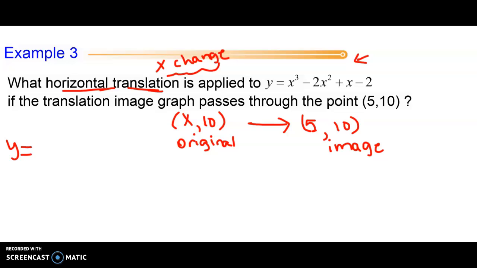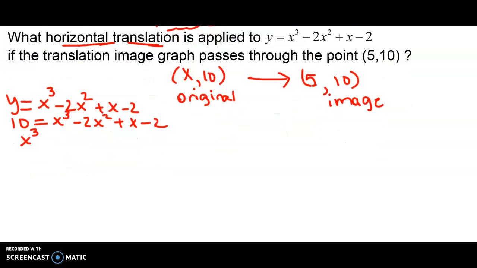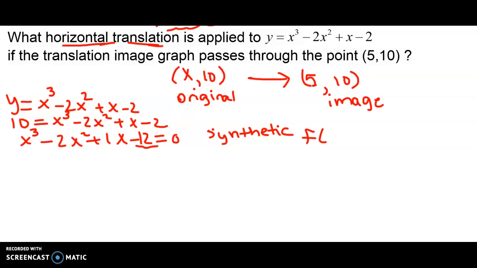So the cubic has the function x cubed minus 2x squared plus x minus 2. If we know y is 10, then I can use substitution and solve for x. When I set the function equal to 0, I will get x cubed minus 2x squared plus x minus 12 equals 0. Then I'm going to do synthetic division. I'm going to find my possible factors using the constant term. Just to save a bit of time, the function at 3 does equal 0 if you subbed it in.